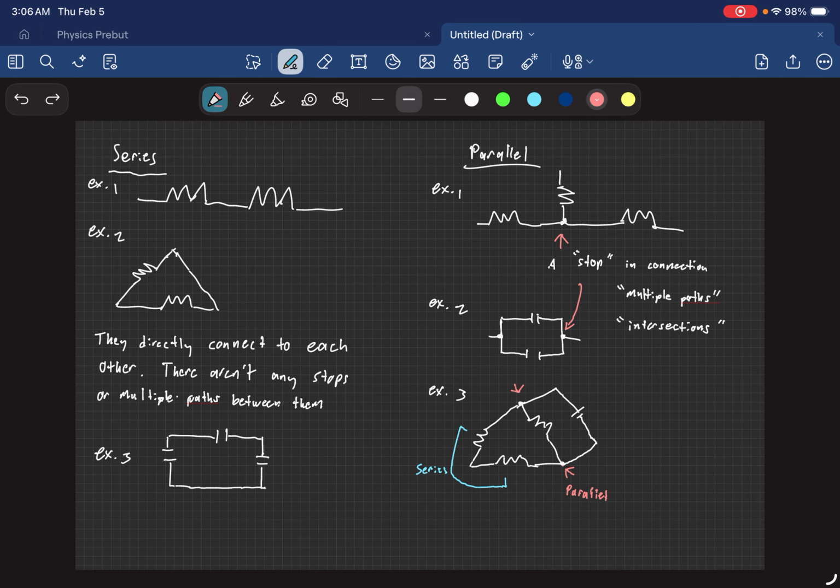Now we have parallel. You see here, I'm going one way, and where do I go? I can go here, I can go here. There's a stop here. Next, example number 2. You see here, the flow goes through, and it can go here, or you can go here, so multiple directions. And here, this is the problem I'm about to discuss.